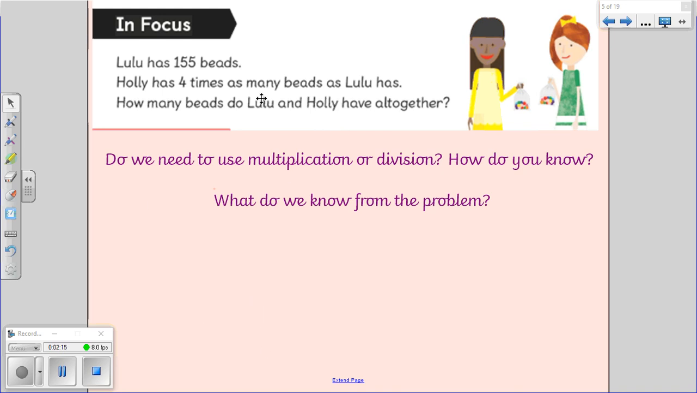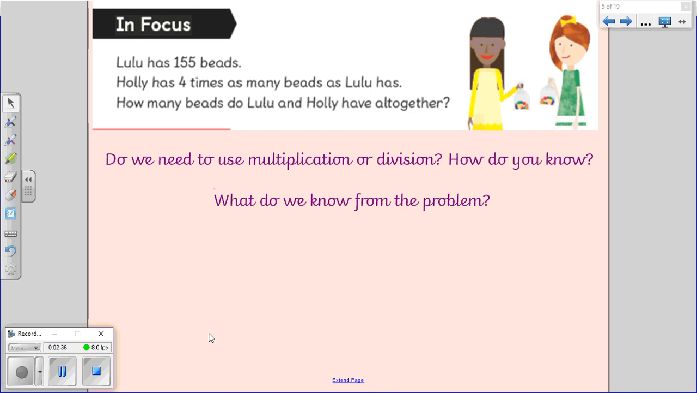So read the problem again and have a think about what we know from this problem that tells us that we're going to do either multiplication or division. So just pause the video for a moment and have a think about what we're going to do to work this problem out.